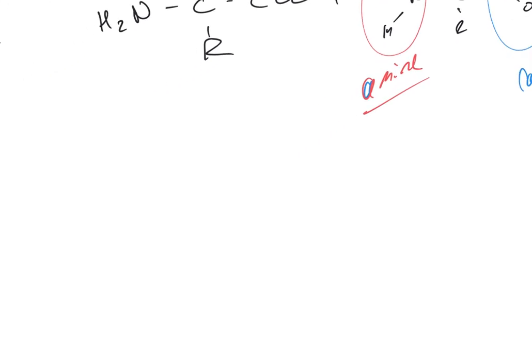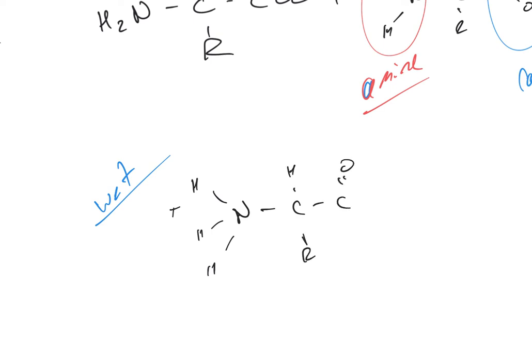The wet form is NH3 plus, CHR, COO minus. I'm going to draw that better.